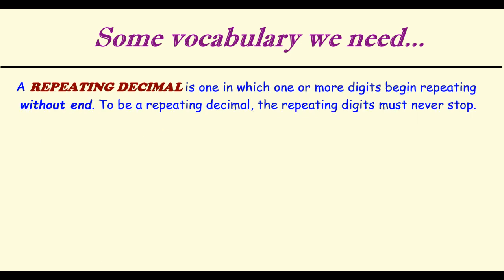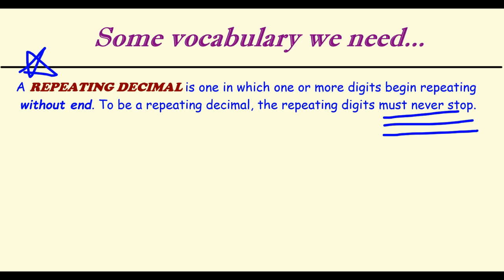A repeating decimal, on the other hand, is one where one or more digits begin repeating without end. And in order to truly be repeating, they must never stop. Go ahead, pause the video, write down this definition of a repeating decimal. We'll see some examples of it, how they're shown, and an example of a fraction that converts into it, but the practice problems we're going to do later are just on terminating ones. So go ahead, pause the video, write this down, come back when you are ready to see some examples and do some practice problems.